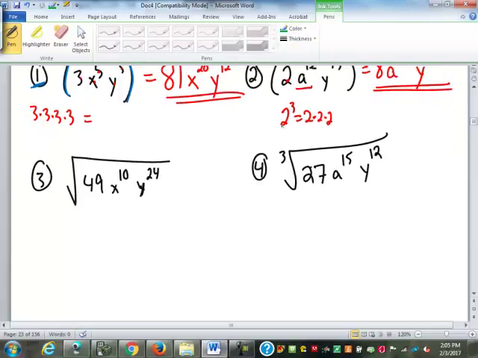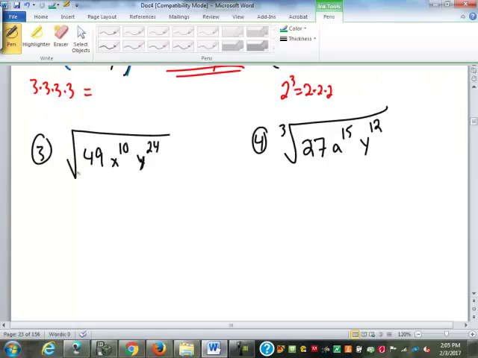Moving down to our roots. Same type of thing. You apply the root to the number. What's the square root of 49? 7. Good. The powers then, if we were raising it to a power, we would multiply the powers. But when we're doing a root, we divide. So a square root, we're dividing by 2. So x to the 10th becomes x to the 5th, 10 divided by 2 is 5. Good. Y to the 24th becomes y to the 12th. Perfect.